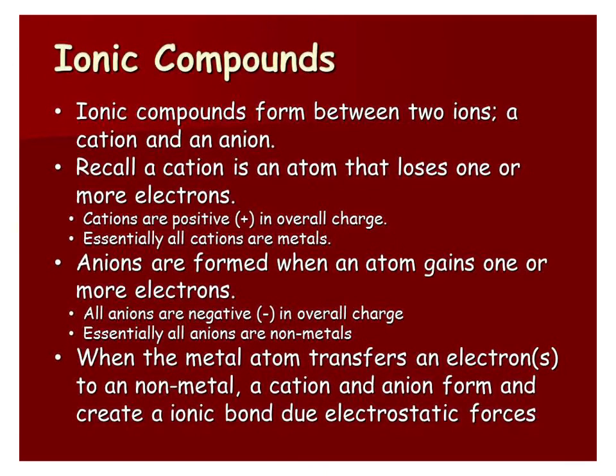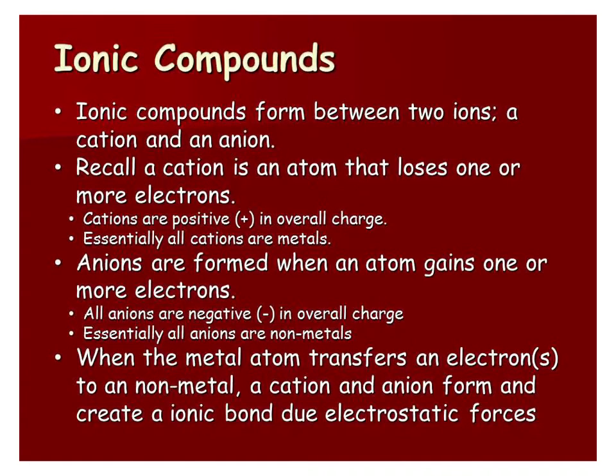An ionic compound now. An ionic compound will form between two ions. You need to have a cation and an anion, or you could have several cations and several anions. But the bottom line is you need to have at least one cation and one anion.